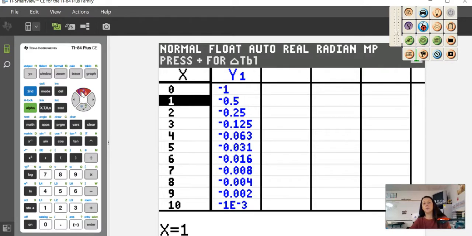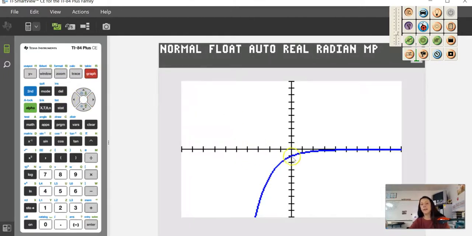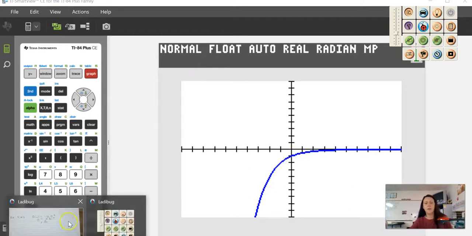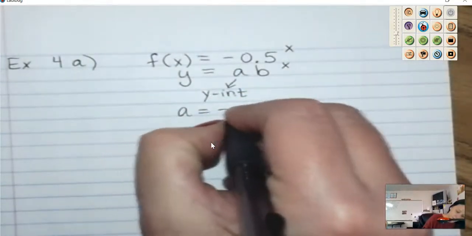The y-intercept is when x is 0. X is 0 and y is negative 1. So that shows that the y-intercept is negative 1. Or just look at the graph. It hits the y-axis at negative 1. So that means my a value should be negative 1.